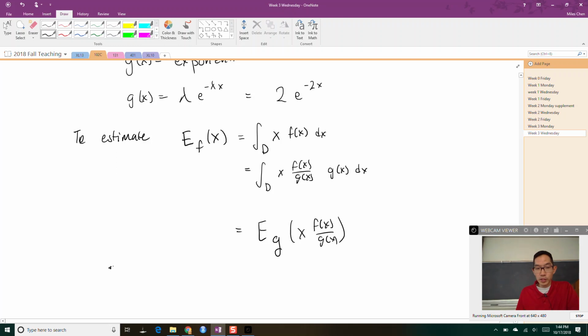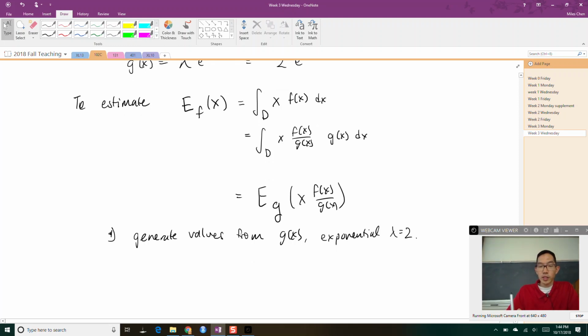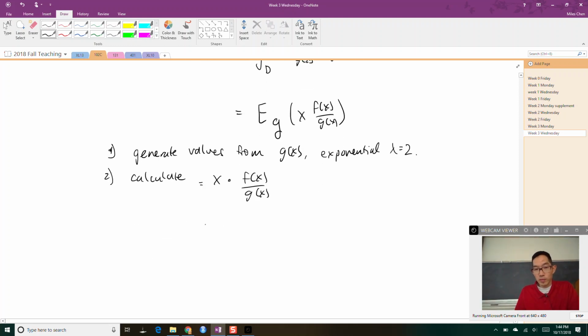Okay, and so our process would be: generate values from g of x. This will be exponential with lambda equal to 2. And then step 2 will be calculate x times f of x over g of x, okay? Which is going to be for all random values.